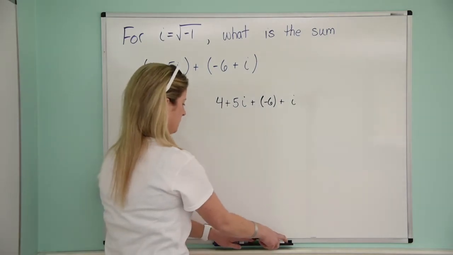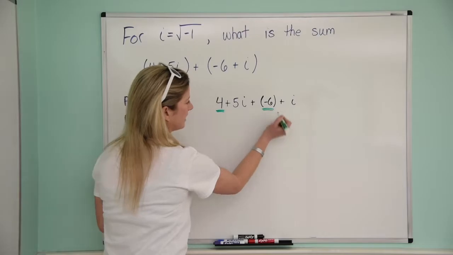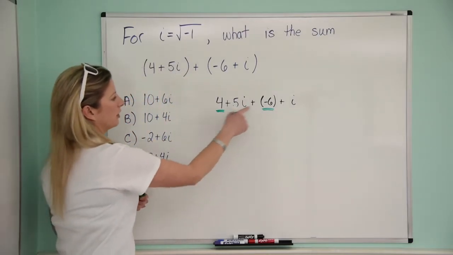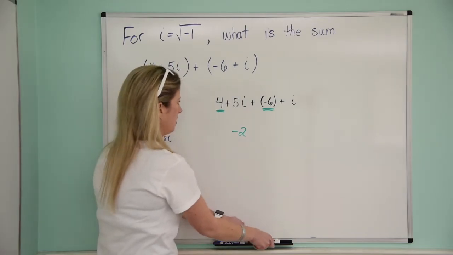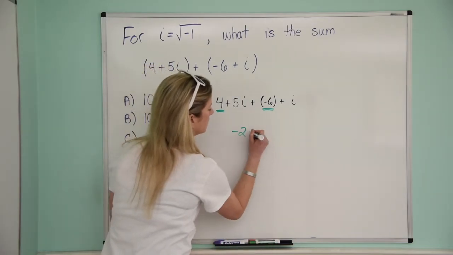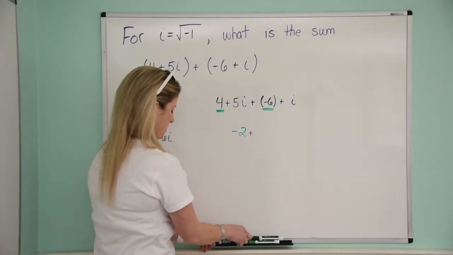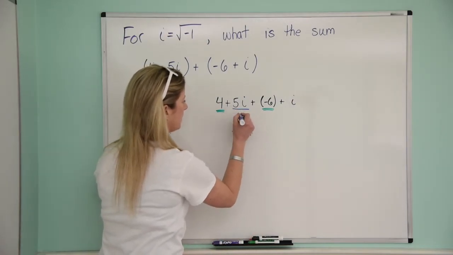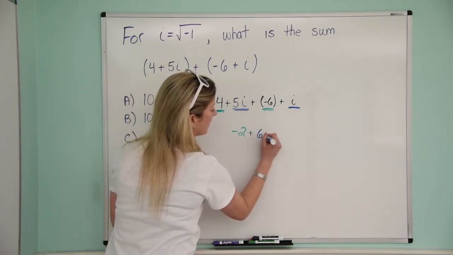So we've got 4 and plus -6. We know that 4 plus -6 is -2. And then plus, I'm just going to write plus, and if it ends up being negative, I'll just put a negative in front of it. I've got two terms of i. So 5i plus i, and that's going to be 6i.